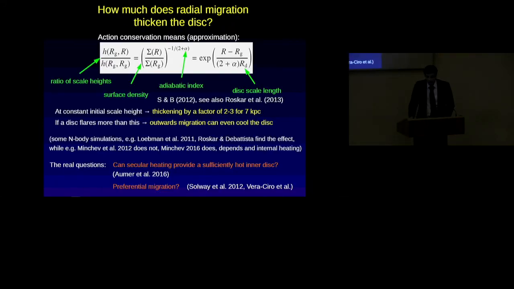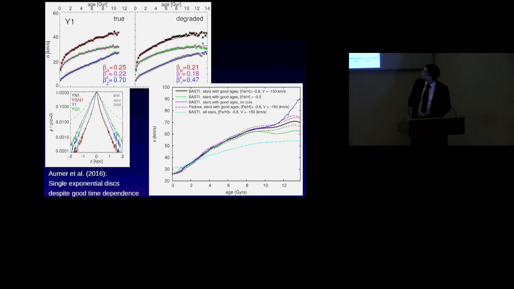But that's not all. I mean, we now know that migration can do that, but there are two big ifs. The one question is, is the inner disk hot enough? To expand it sufficiently, you need kinematically hot stars, with large random motions, in the inner regions that you bring out. And the second question is, do those guys really want to come out? And that's what we call the question of preferential migration.